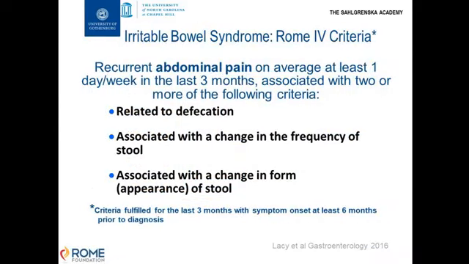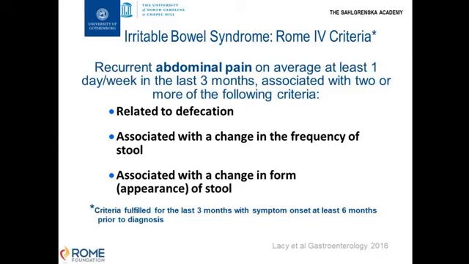These are the diagnostic criteria for IBS. Since all of these disorders are characterized, as I said, by a combination of different symptoms, we don't have what we call biomarkers. We cannot do a specific test to make this diagnosis. The diagnosis is made based on a combination of symptoms.